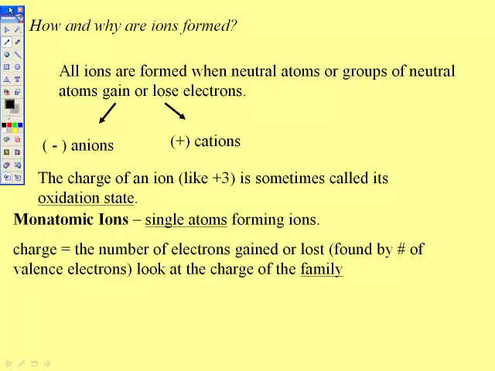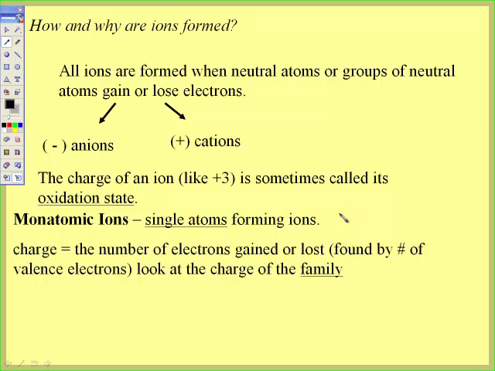These are single atoms forming ions, so something like what we've been talking about, like S-2. That's monatomic. It only has one atom, and the atom is sulfur that has gained 2 electrons. That charge is based on the number of electrons gained or lost found by the number of valence electrons. So sulfur has 6 valence electrons. It will gain 2 electrons to give it its -2 charge.